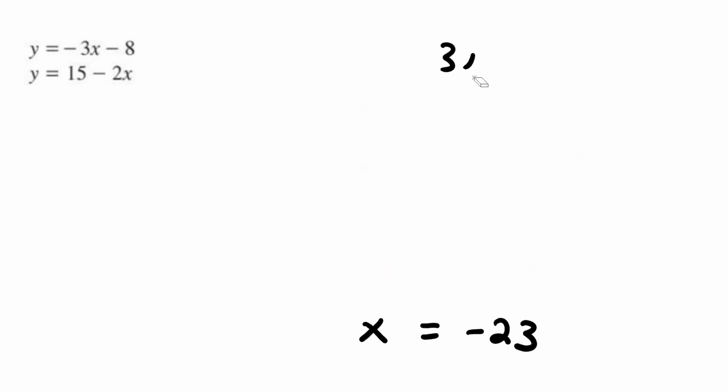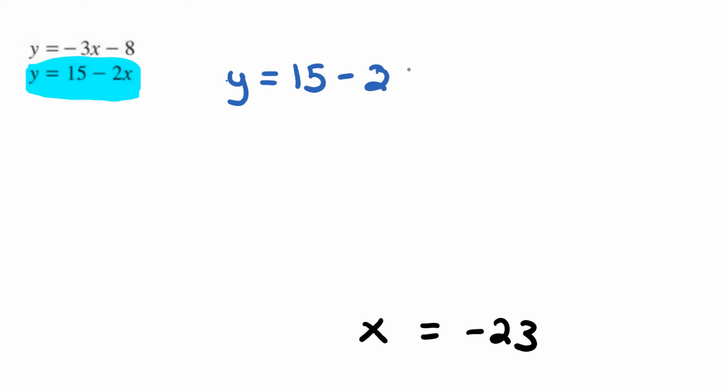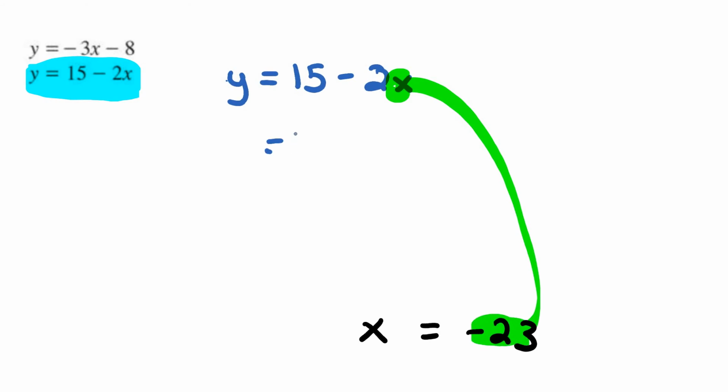It doesn't matter if you want to use the first equation or the second equation. I'll use the second equation right here because it just seems like the work that's involved takes fewer steps. So y would equal 15 minus 2x. Now remember, what does x equal? X equals negative 23. So let's go ahead and plug that in. So this is 15 minus 2 times what? Negative 23.